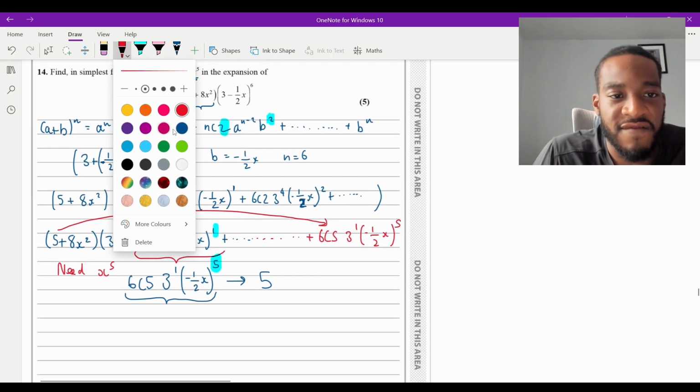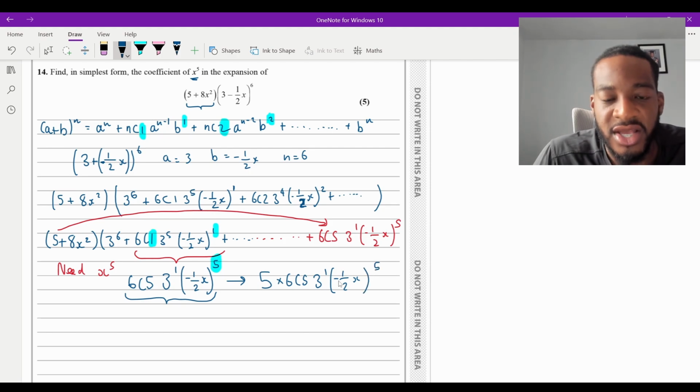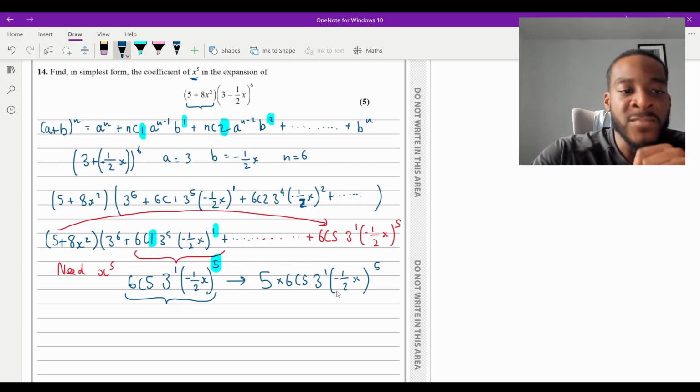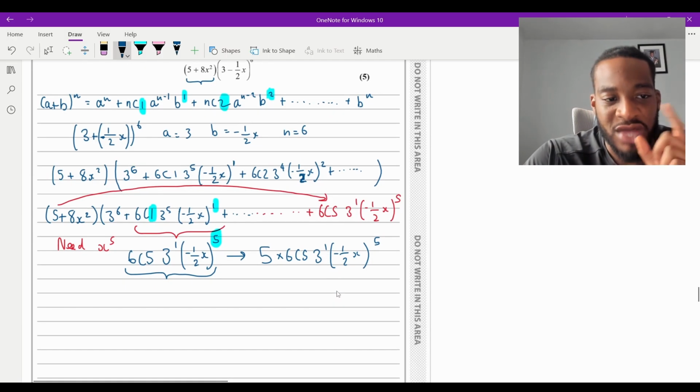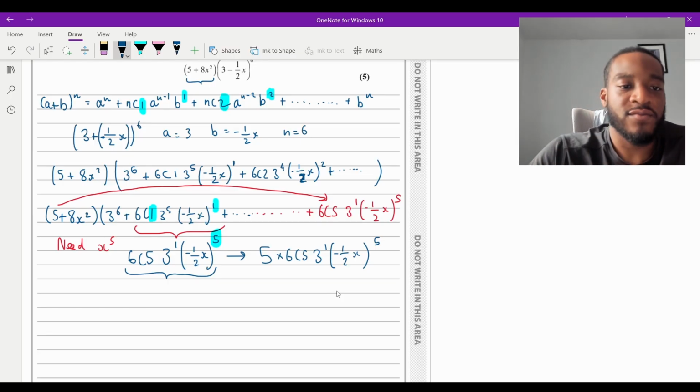So what I'm going to do is say, okay, fine. This term here is just going to be 5, and it's going to be times 6 choose 5, 3 to the 1, and then it's going to be minus a half x to the power of 5. And then I need to work out what that is eventually, and I'm going to do that later. But I'm going to find out how many times I need. So that's one way I can get a term with x to the power of 5 in this expansion. Is there another way? Of course there is.